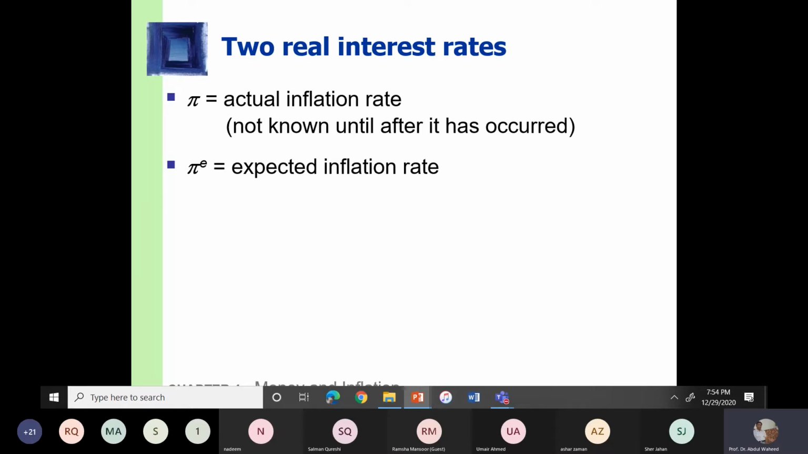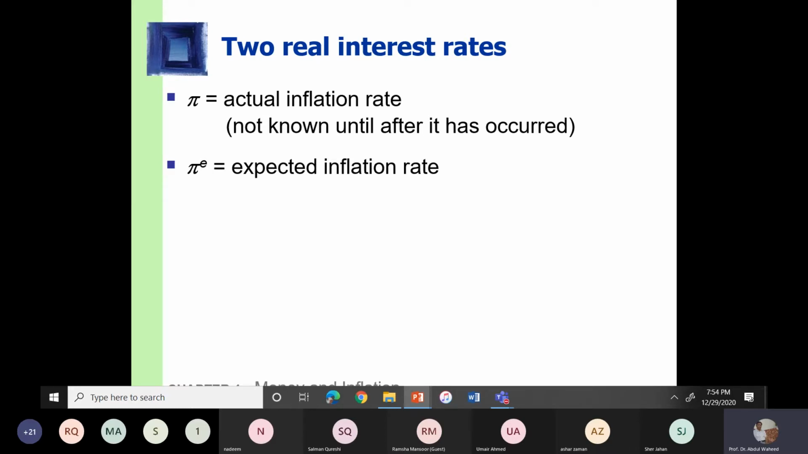But then actually, maybe after 1 year the actual inflation rate may not be 10%. It can be more than 10% or it can be less than 10%. So the expected inflation rate can be greater than the actual inflation rate, or less than the actual inflation rate, or equal to the actual inflation rate. It depends on how we are forming our expectations, and we form our expectations on the basis of past experience.